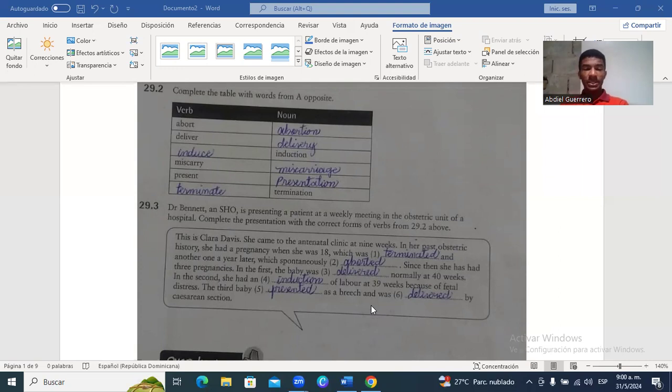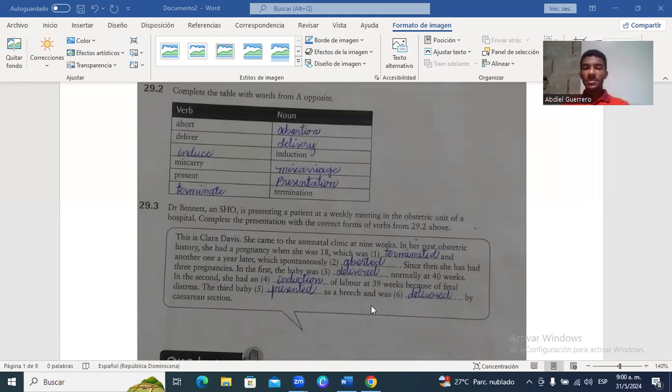Dr. Bennett is presenting a patient at the weekly meeting in the obstetric unit of a hospital. Complete the presentation with the correct forms of words from 29.2 above.